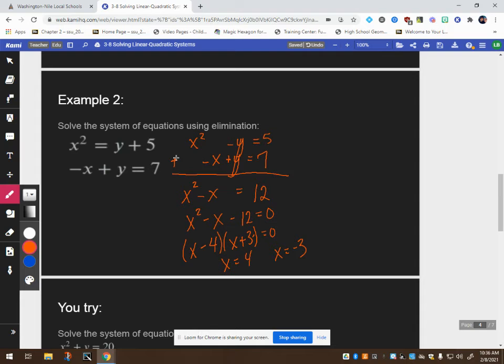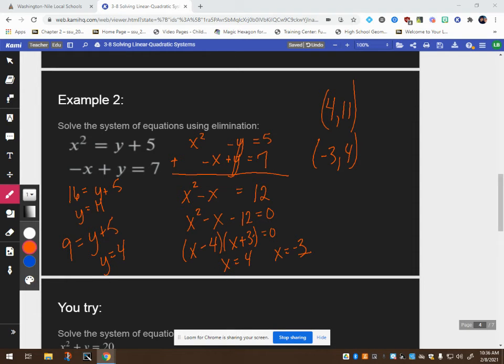So plugging those each back in, we can plug them into whichever equation we want. It doesn't really matter. 4 squared is 16, so 16 equals y plus 5. Subtract 5 from both sides, and y must equal 11. So when I plugged in a 4, I got out 11. Now let's plug in negative 3. Negative 3 squared is 9. 9 equals y plus 5, so subtract 5 from both sides, and y equals 4. When I plugged in negative 3, I got out a 4. So my ordered pair solution is (negative 3, 4).